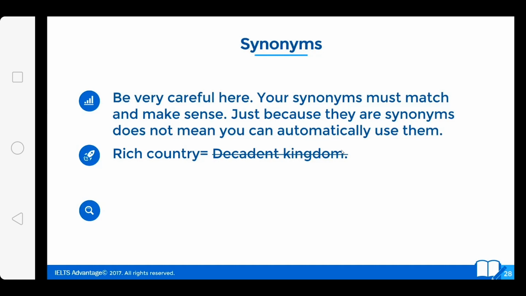Also, when you're in the test and you're thinking of synonyms, don't just write down the very first thing you think of that loosely relates to that word. The more accurate way would be to use synonyms that actually mean the same thing. Rich and wealthy mean the same thing. Country and nation mean the same thing. They're close synonyms, they're not loose synonyms like these ones, and you can use them.